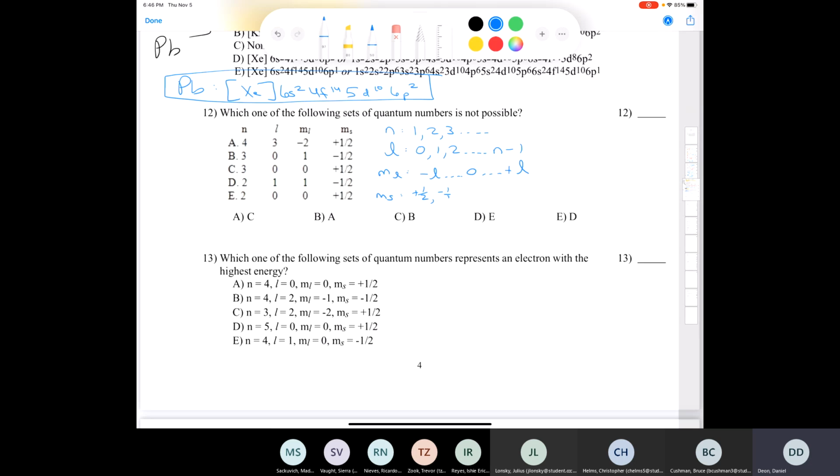Is there any set of quantum numbers here that looks unreasonable to you? A, B, C, D, or E? I'll give you a hint. There's one of them that's messed up. Does anybody notice which one of these is off?